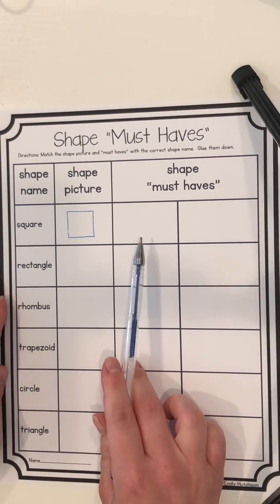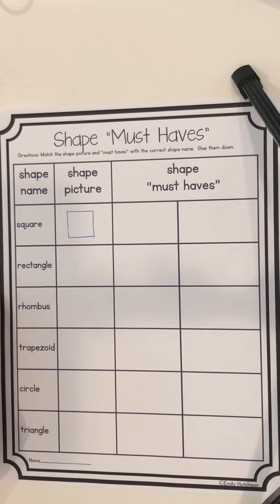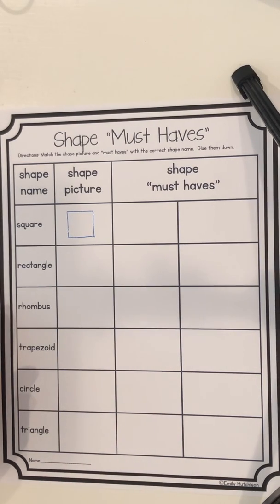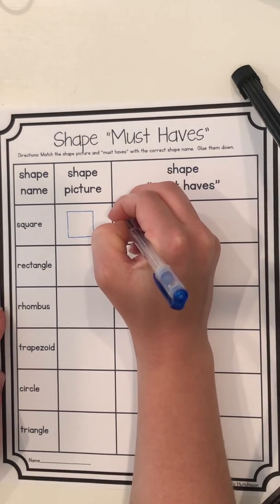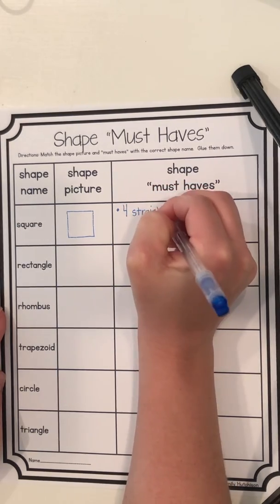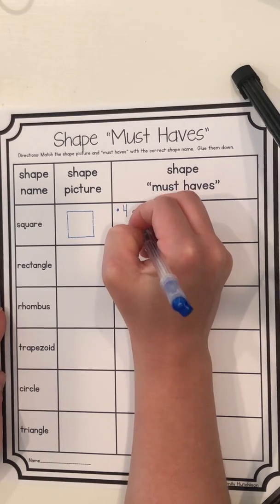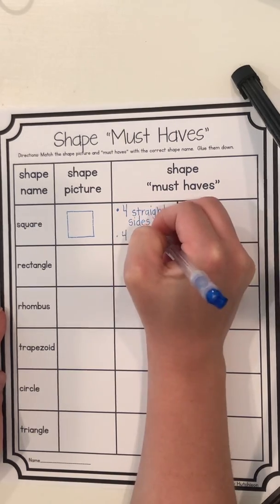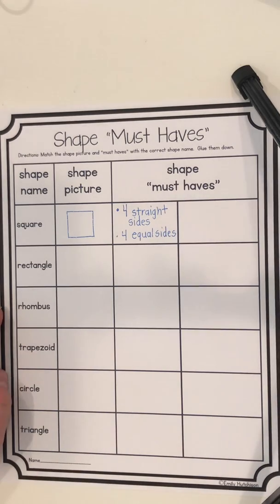So the first thing that a square must have is 4 straight sides. But in order to be a square, the sides have to be equal to each other. If the sides are not equal, it's not actually a square. So I'm going to say 4 straight sides, 4 equal sides. So see how I added a little bit of detail about the attributes of that shape? I know it has straight sides, but I said specifically that they're all equal.